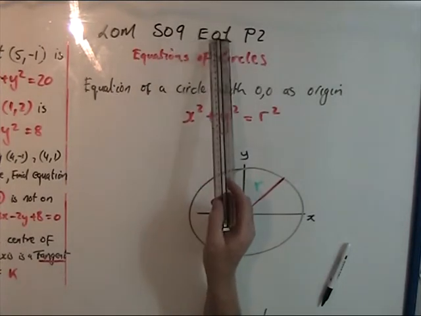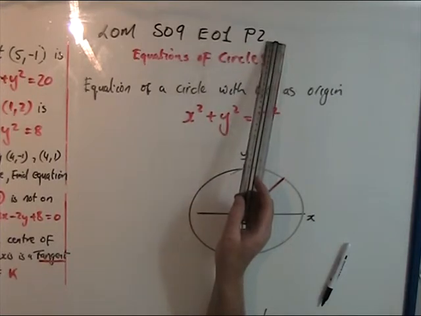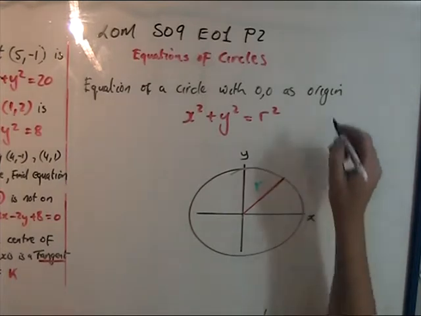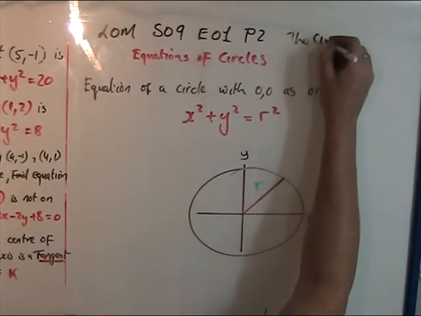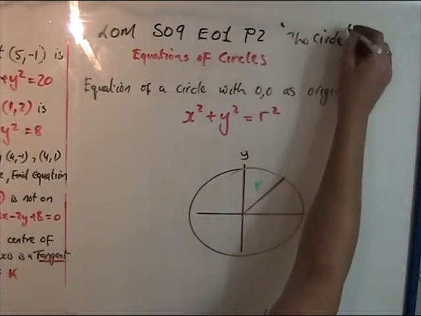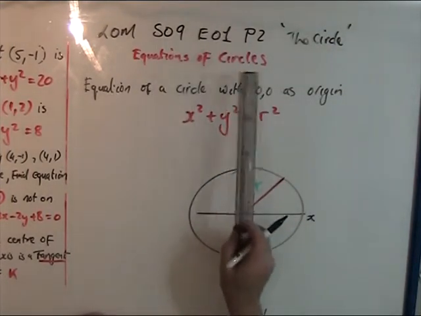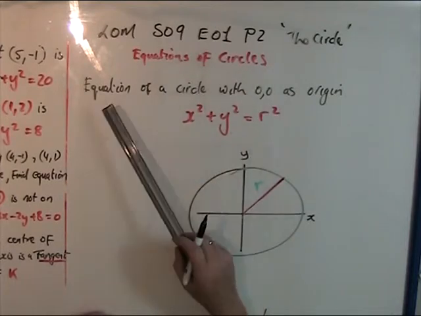It's a new series and we're on episode 1, and it's Paper 2 questions on the equation of a circle. So the main topic is all about the circle, the equation of the circle. Now the next thing we're going to do is equations of circles. There are two different types.